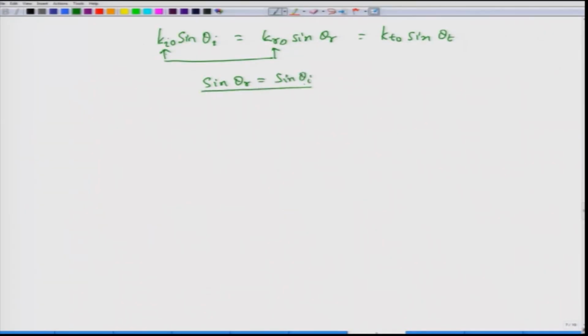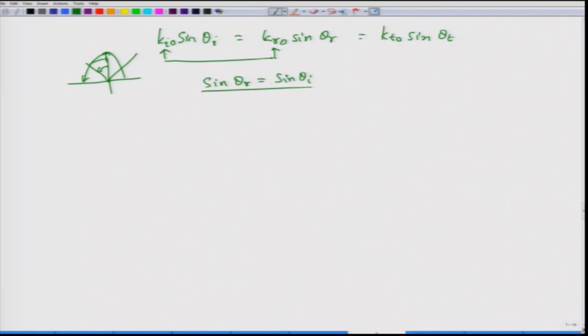Now, theta r and theta I are this angle that we are measuring, and this angle can be from 0 to pi by 2. If sin is varying in this manner from 0 to pi by 2, sin theta I will go from 0 to 1, and correspondingly that is equal to sin of theta r.